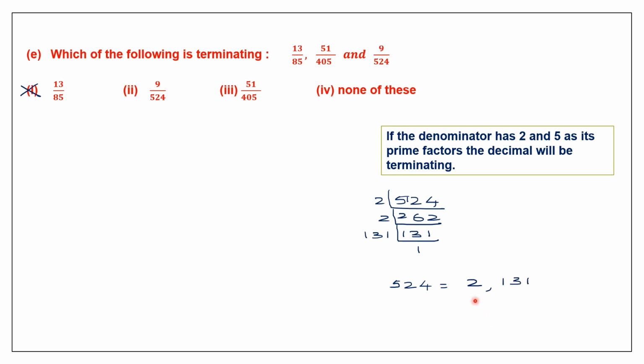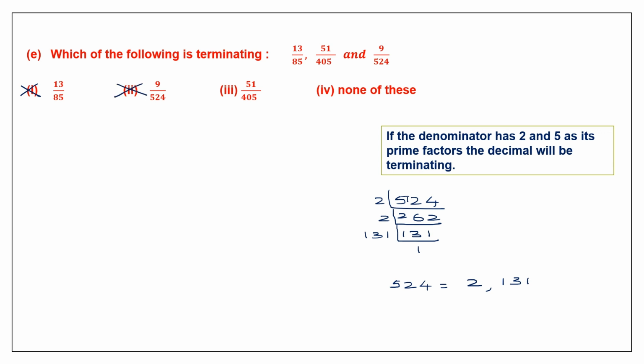It should be 2 and 5 if it has to be a terminating decimal. That means this 524 doesn't have 2 and 5, it has only 2, doesn't have 5. So option 2, 9 by 524 is also non-terminating.